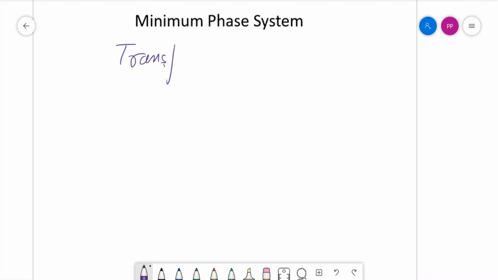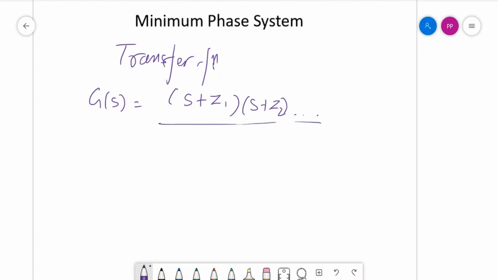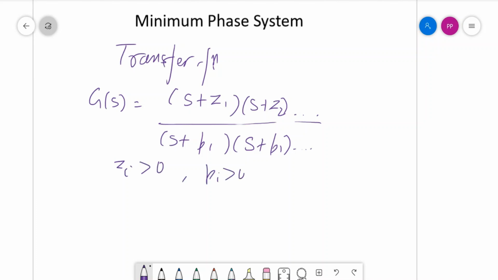The transfer function G(s) equals (s plus z1)(s plus z2) and so on, over (s plus p1)(s plus p2) and so on, where we assume that all zi's are greater than 0 and pi's are greater than 0, so that all poles and zeros are on the left half of the S-plane.